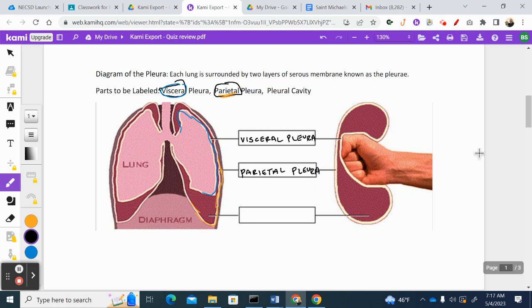And then we have a space between the two. Here's the space. This fills with fluid. And that space we call a cavity, the pleural cavity. All right. So it was 1, 2, 3, and 1, 2, 3 in order they go.